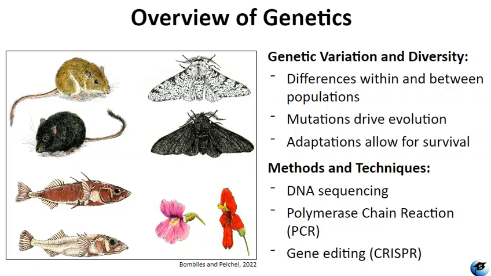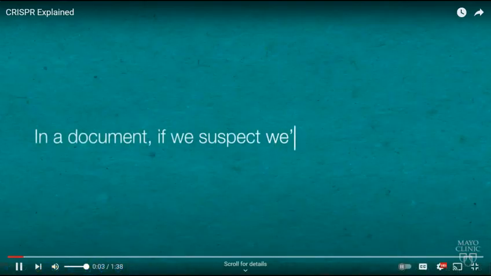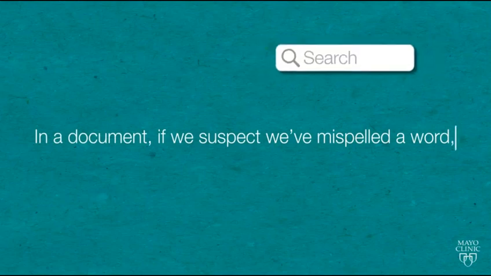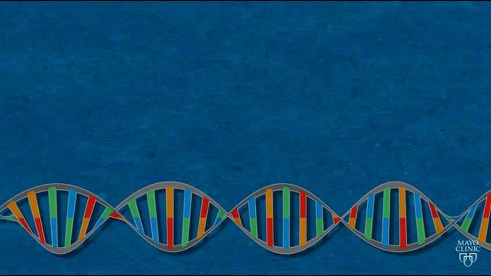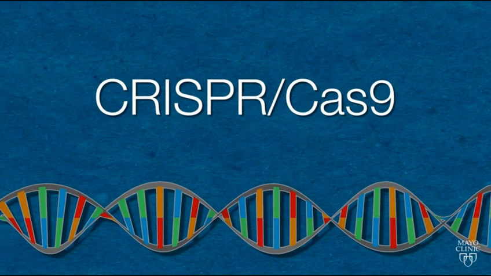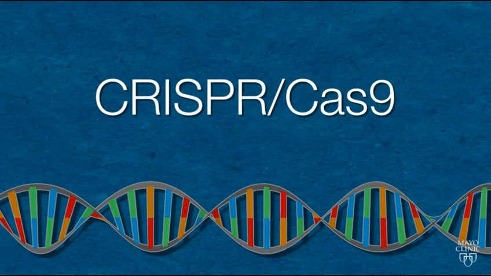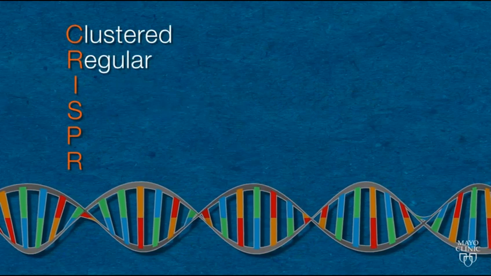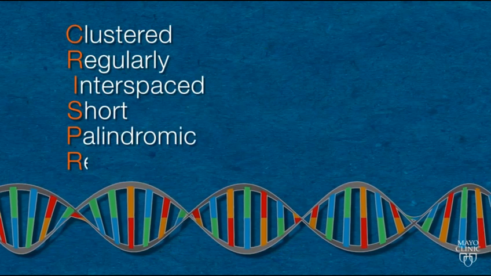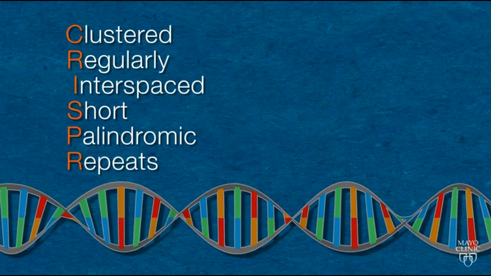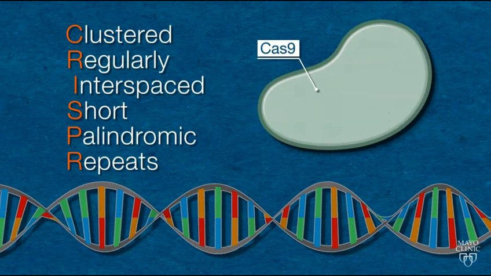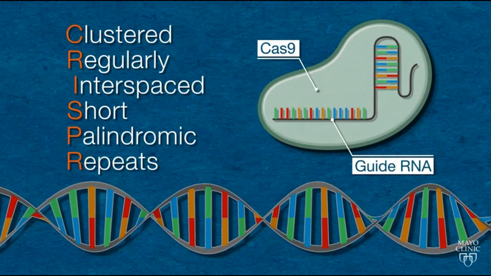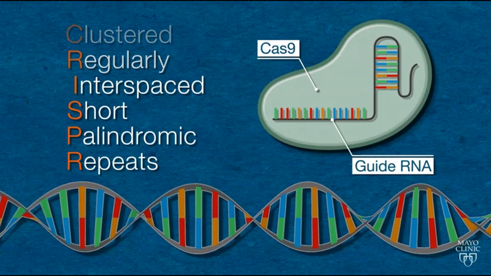How CRISPR works. In a document, if we suspect we've misspelled a word, we can use the find function to highlight the error and correct it or delete it. Within our DNA, that function is taken on by a system called CRISPR-Cas9. CRISPR is short for clustered, regularly interspaced short palindromic repeats. CRISPR consists of two components, the Cas9 protein that can cut DNA and a guide RNA that can recognize the sequence of DNA to be edited.